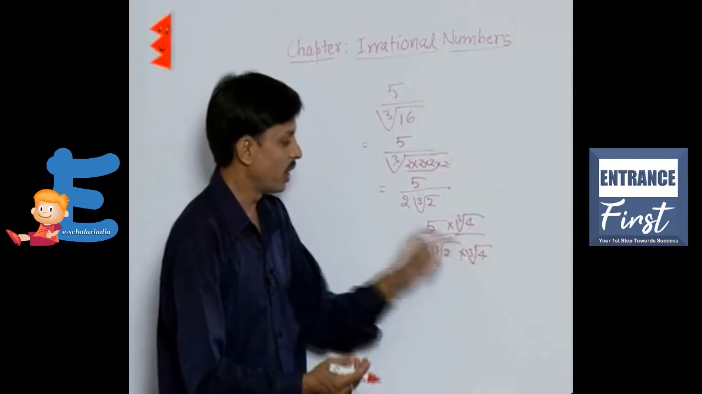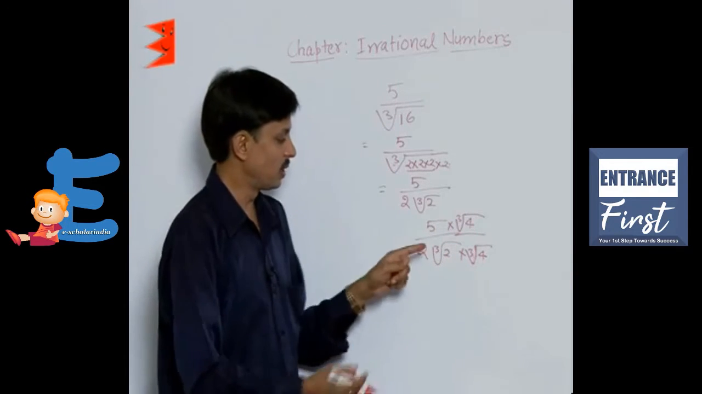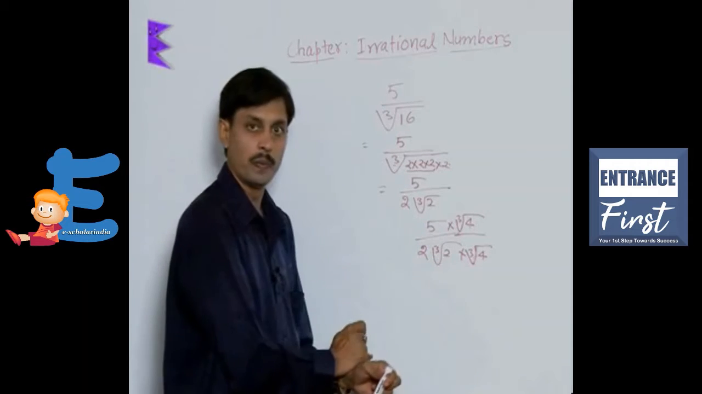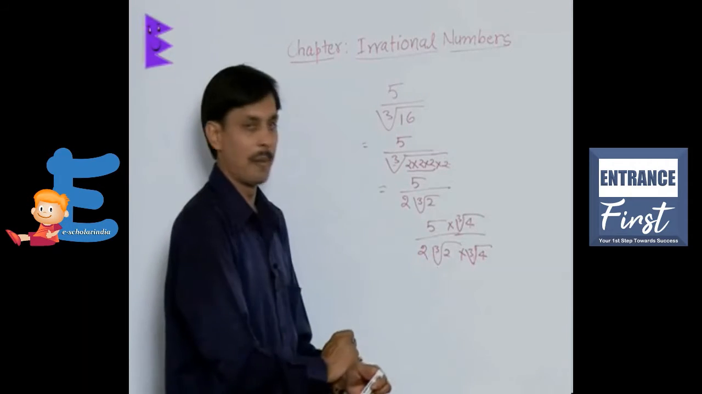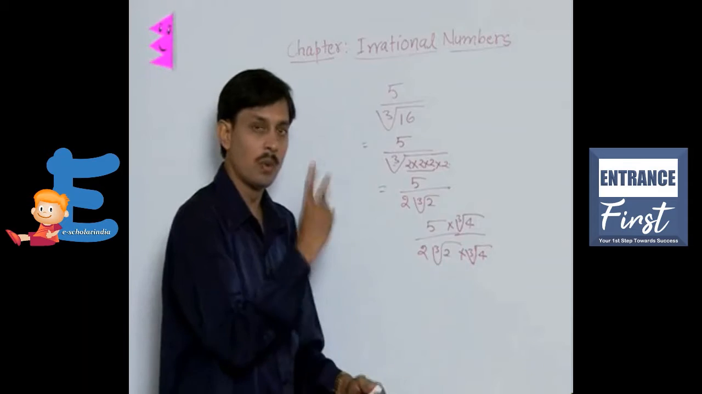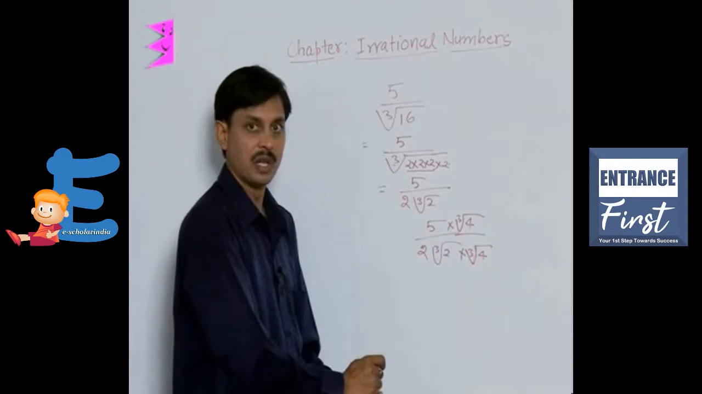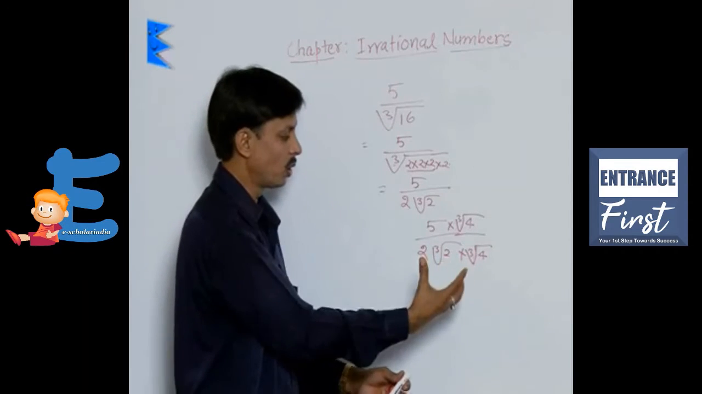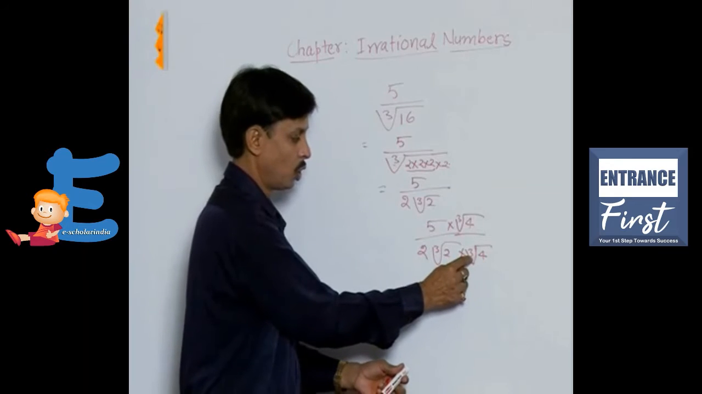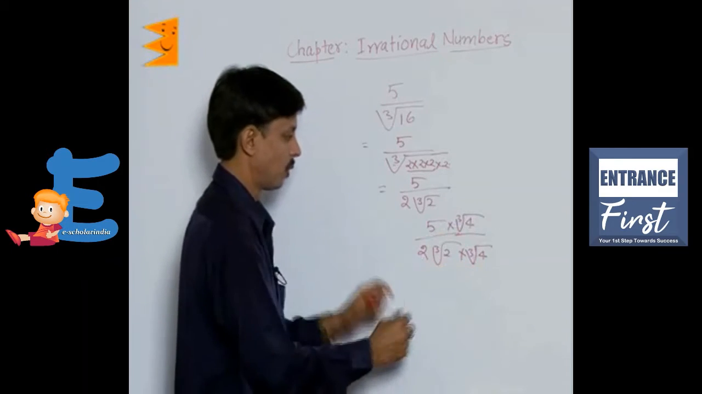Now the question is, why cube root of 4? The reason is because I have cube root of 2. There is one prime number 2. I need 2 more 2's under the same order. So 2 more 2's means 2 to the 2. So cube root of 4 into cube root of 4.